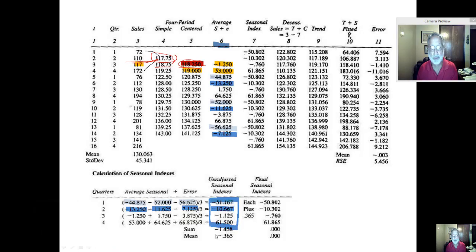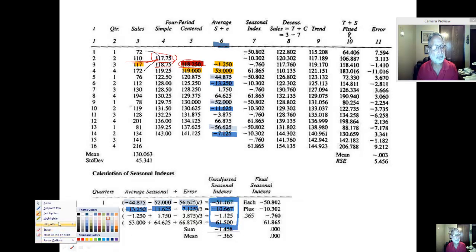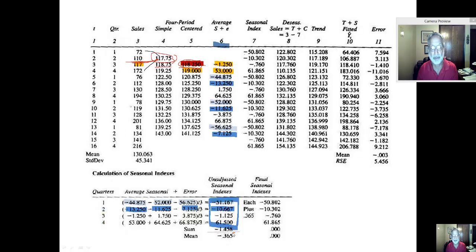Okay. So since this does not add up to 0 here, what I'm going to do is take the average of this. Okay, I'm going to take the average of it, the mean. Okay, give a different color, which is down here. So this is the mean. Okay, and then what am I going to do with that? I am going to subtract it from each of these.